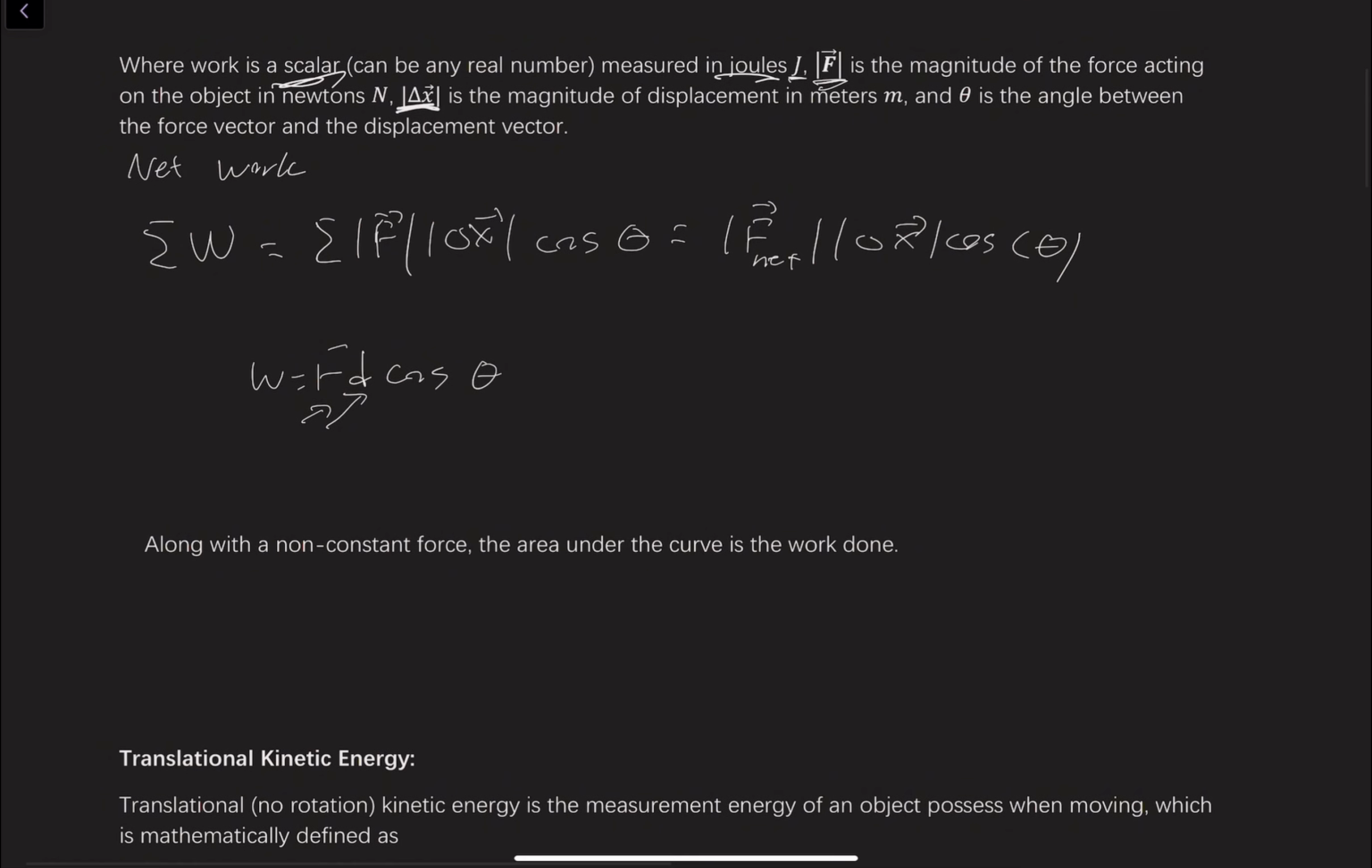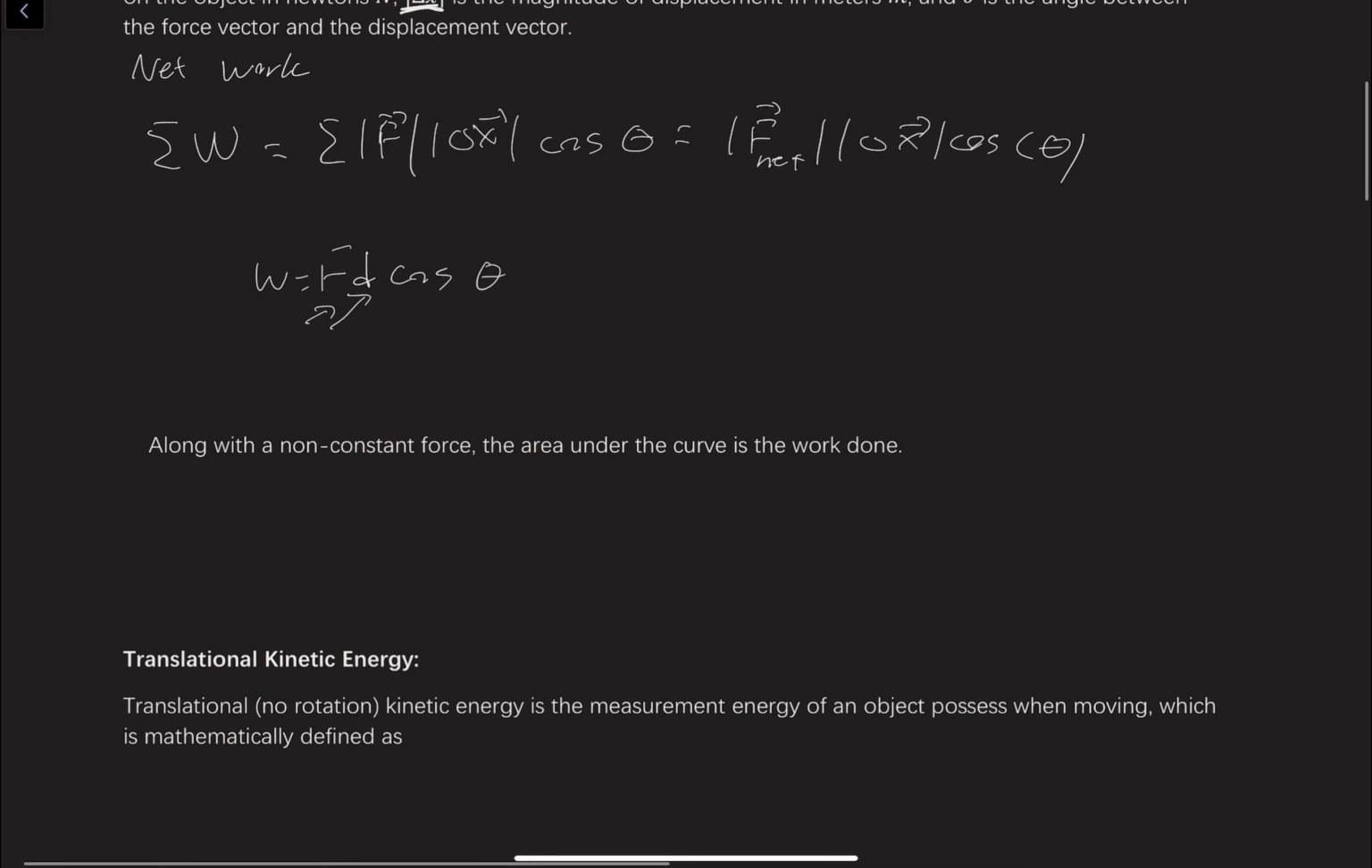With a non-constant force, the area under the curve is the work done. For example, when you have an F versus x curve, let's draw it better. Let's say you have it like this. The force is not constant over this domain, or this region. So we have to find the area under this curve to calculate the work done over this distance.